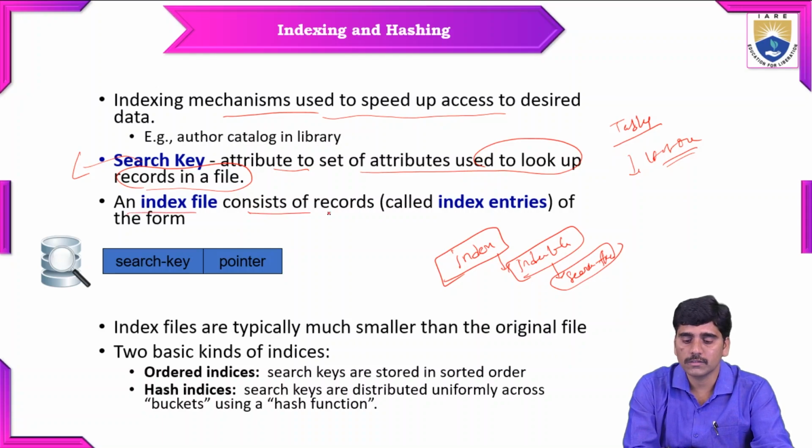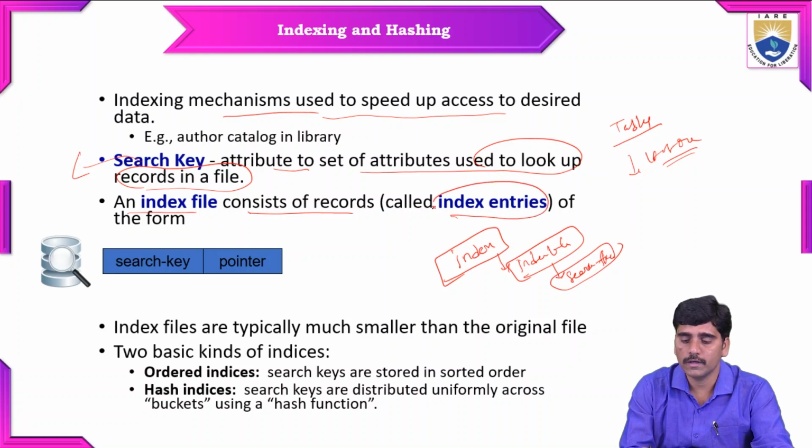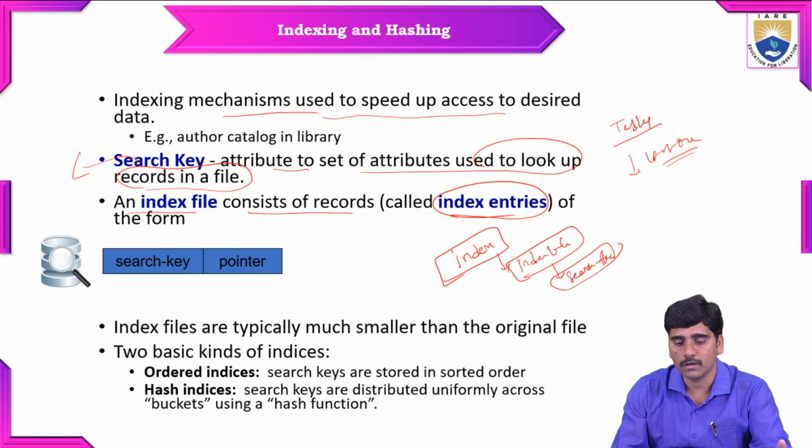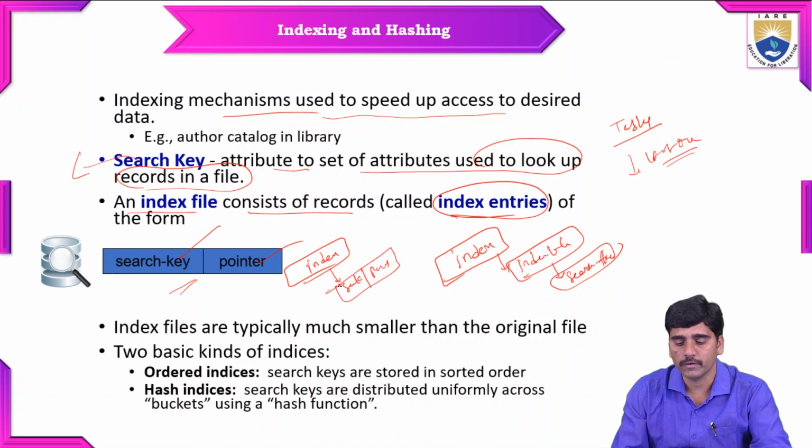An index file consists of records, which are also called index entries. All the entries are in an index file, which contains records in the form of a search key and a pointer. So this is the main index mechanism. The index contains a search key as well as a pointer. Those two it has. To speed up the accessing of the data, we can use the concept called indexing.